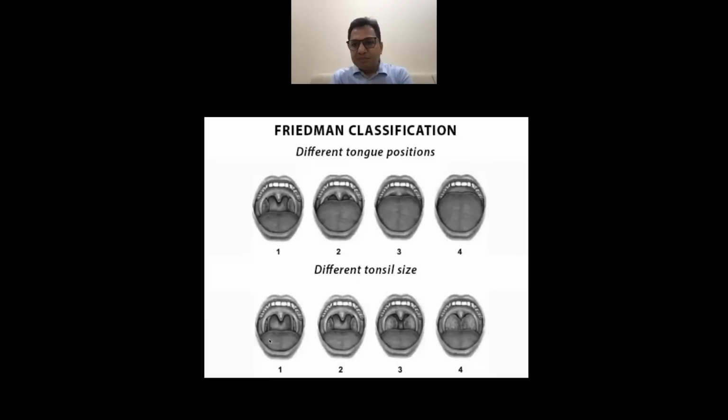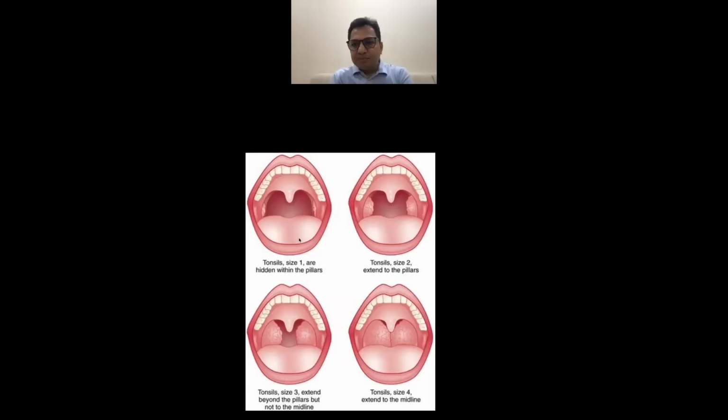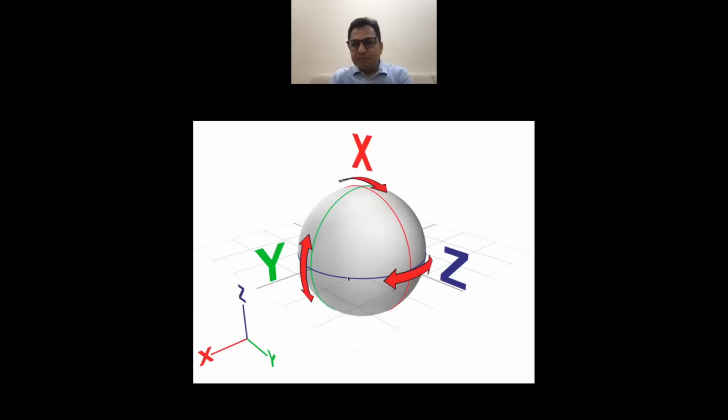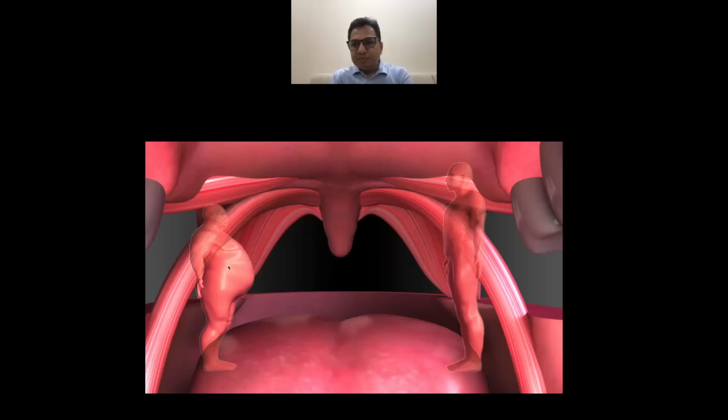The tonsil size, Friedman 1, 2, 3, 4. Again, Friedman tonsil size only tells you about one dimension of the tonsil, which you are seeing from the front. Tonsil is not only a 2D structure. It does not only have a height and width. It also has a depth. It's a 3D structure. So tonsil not only has a tummy, it also has a shoulder. It also has a head.